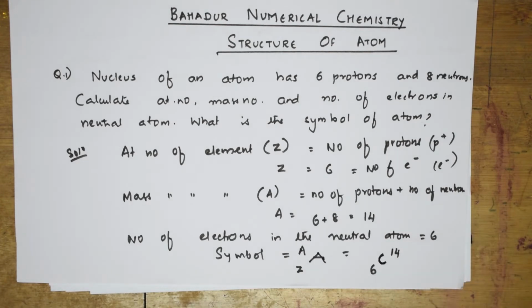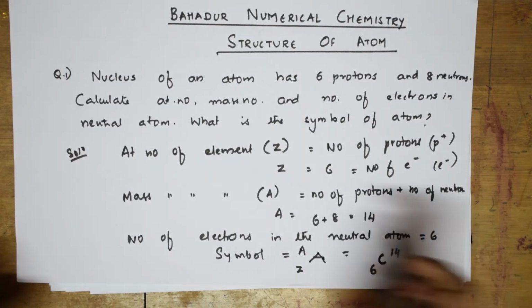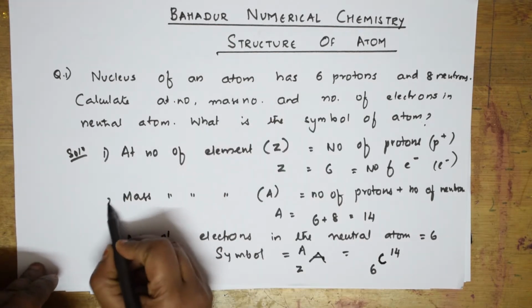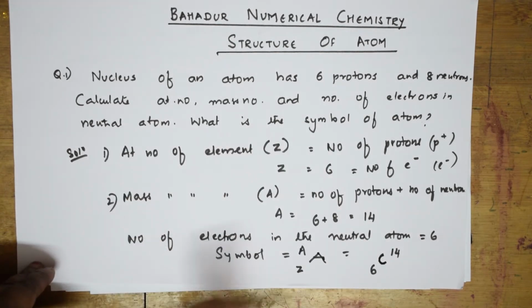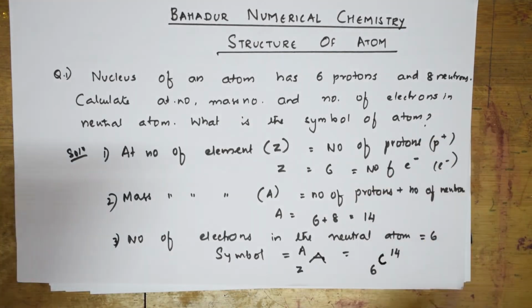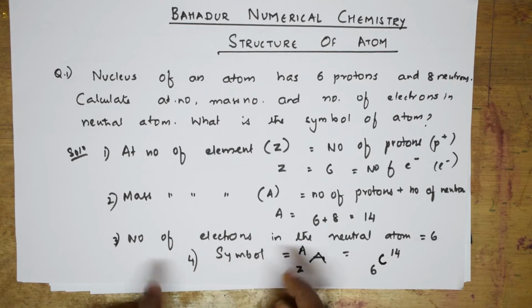Fine. So this is how you are going to do your numerical. So hope this is clear. Atomic number, this is the formula. Mass number, this is the formula. Number of electrons, in the neutral element, number of protons and electrons are the same. And symbol, finally you will write always the atomic number below and mass number above.